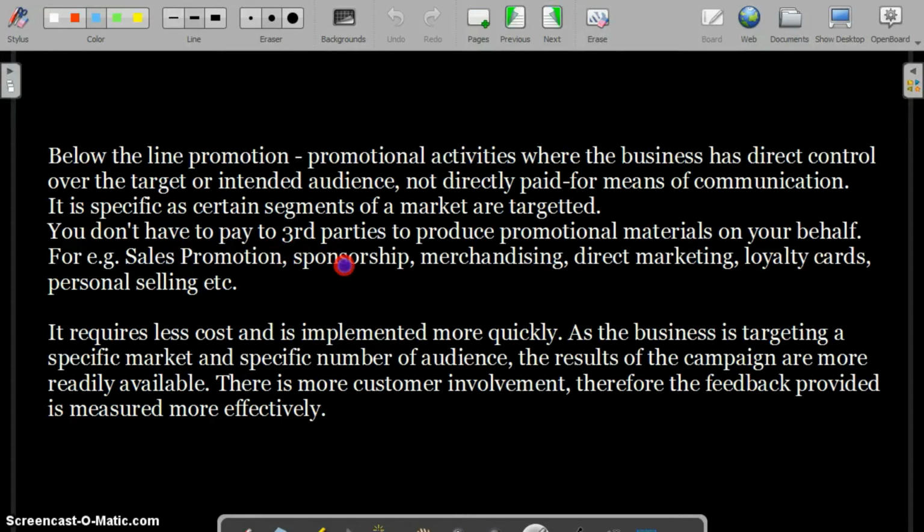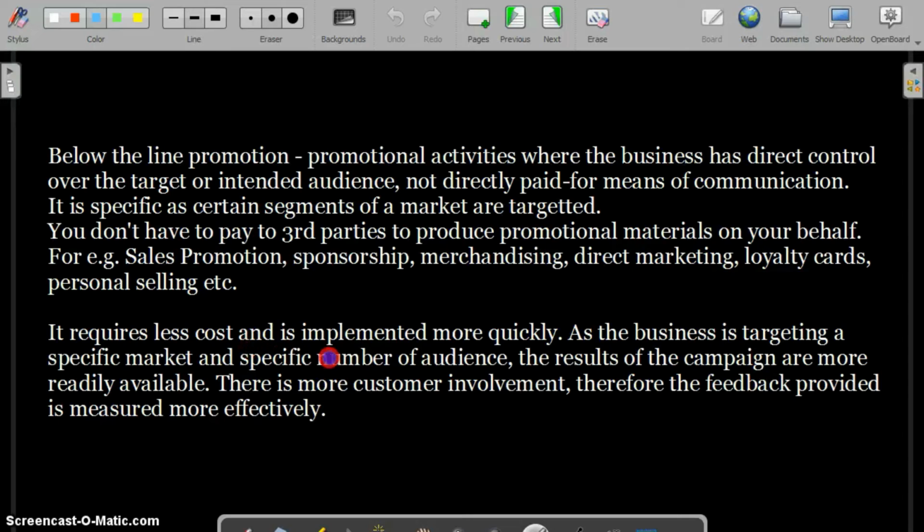Sponsorship. There's some event going on, you sponsor them, so your business name can be there for the product. There's merchandising as well. Generally you can see these days YouTubers have a lot of merchandise, and there's direct marketing, loyalty cards, personal selling, etc. In all these you can get feedback from the customers directly, and it is specially targeted. Not everyone gets to see this promotion. It is only targeted to a specific audience.